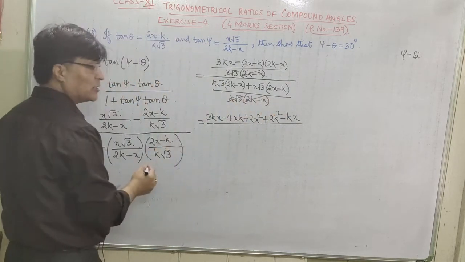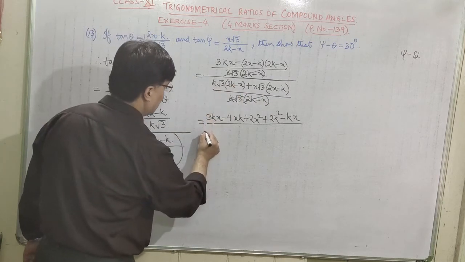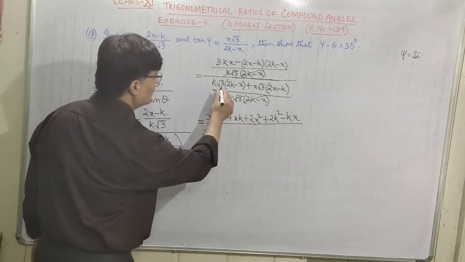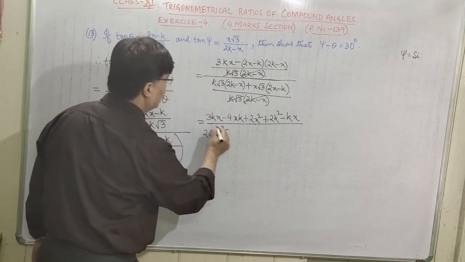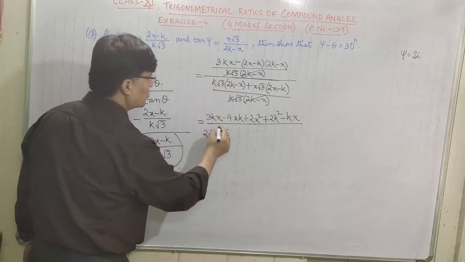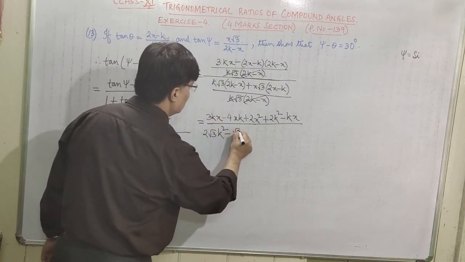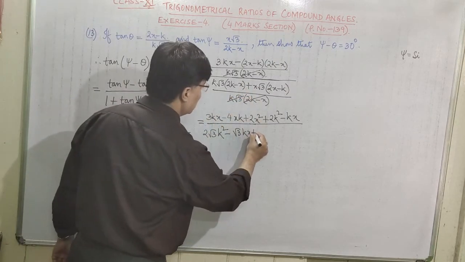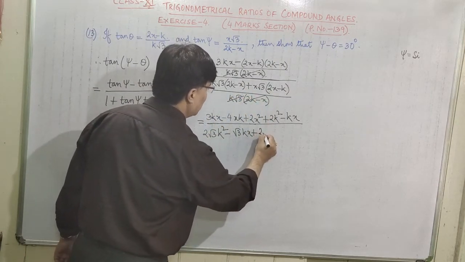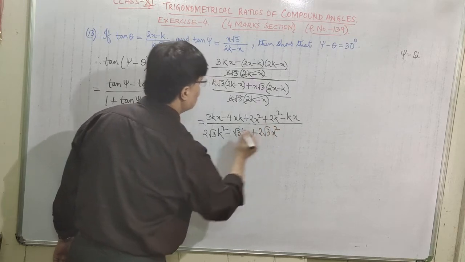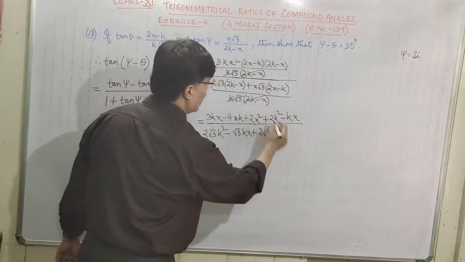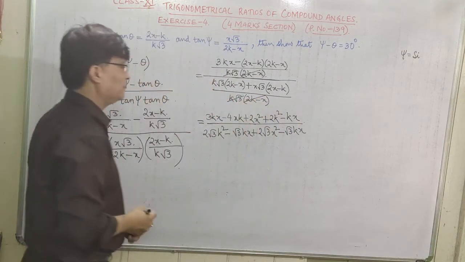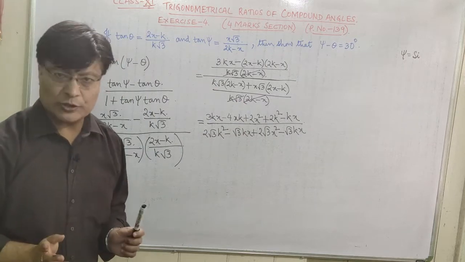So now let us simplify this denominator. K root 3 into 2k, it is 2 root 3 k square, 2 root 3 k into k square minus root 3 kx, right? Then plus this is 2 root 3 x square, right? Plus and minus, this is root 3 kx. So I think you have understood it.